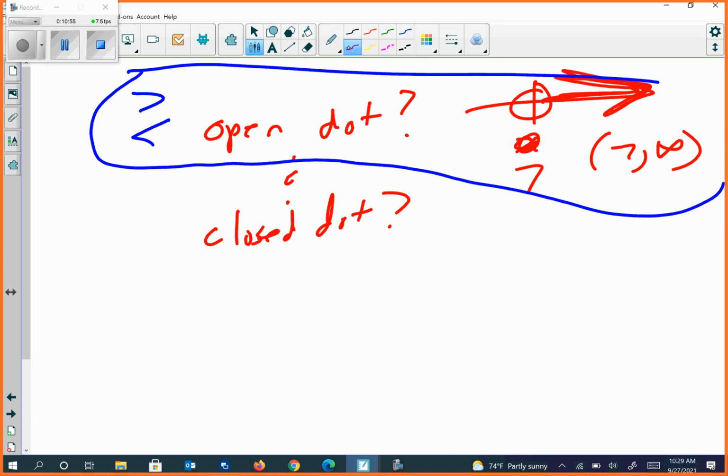A closed dot would be if I had this or this on the number line. Hi.